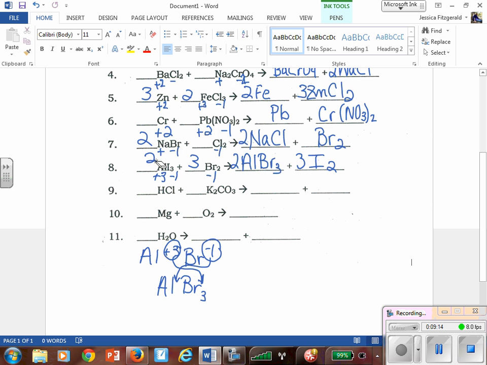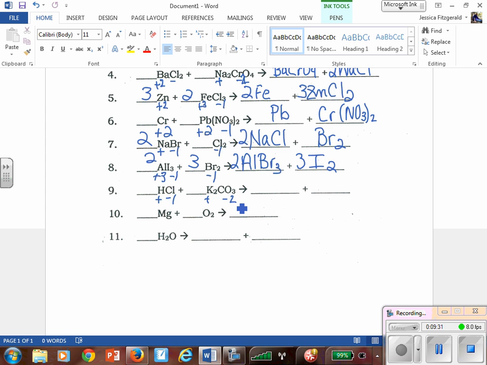Number 9 is a double replacement reaction because we have 2 compounds, we have 2 blanks. So we have hydrogen and a chloride, potassium and carbonate. Okay, so again, we can't have hydrogen and potassium going together because they both have a positive charge. So that means hydrogen must combine with the carbonate ion. Carbonate is CO3. The 3 stays with the carbonate, and it has a -2 charge.